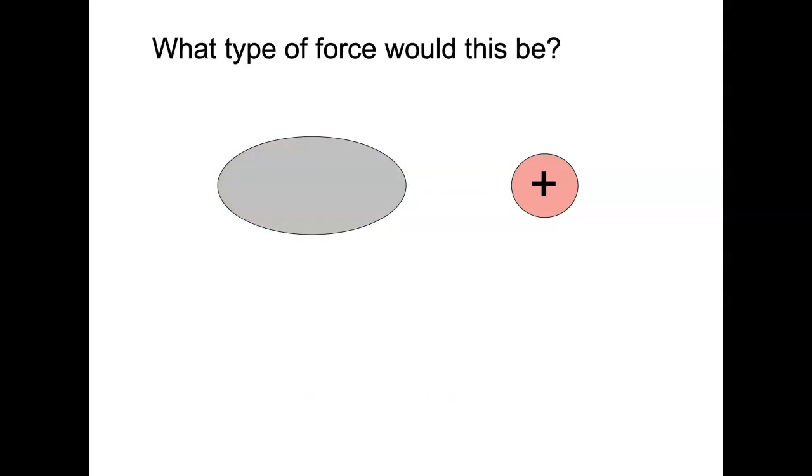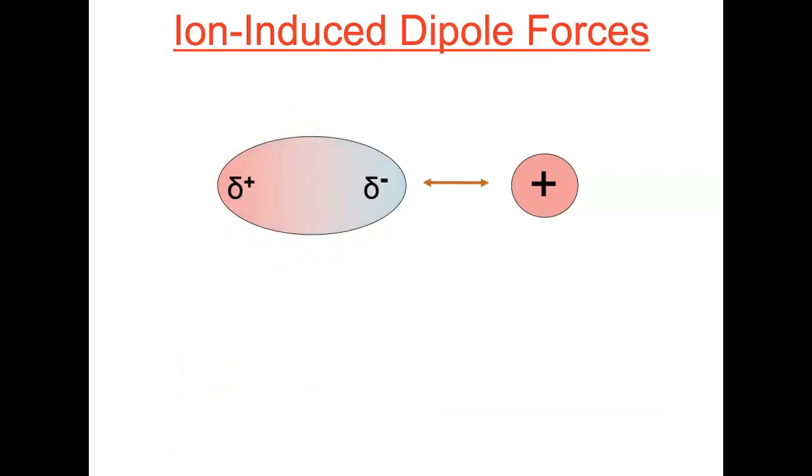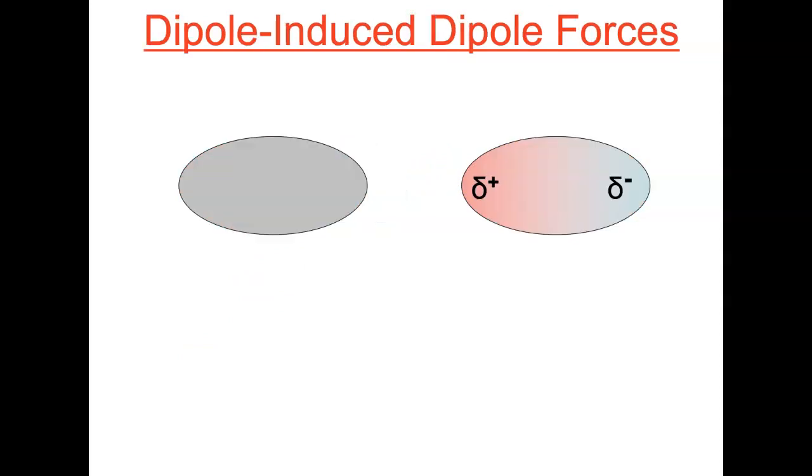What about this? What type of force would this be? So we've got a nonpolar molecule. That's why we have no charge separation. And then we have an ion. Well, that's going to be an ion-induced dipole force, or an ion in London dispersion force. Because what's going to happen is the electrons in this molecule, it's not a very large molecule, the electrons are going to move over towards that positive ion, causing a charge separation there. And so that's why we're going to have that temporary attraction there.